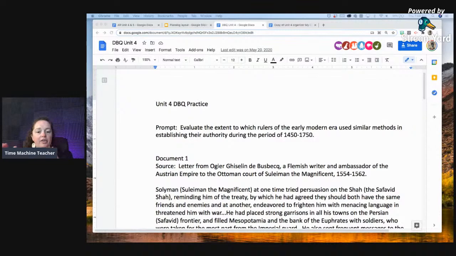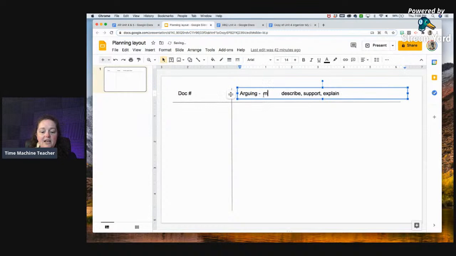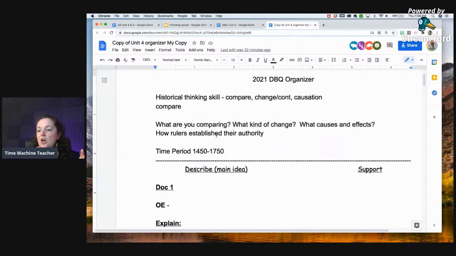So if I were doing this layout, I would write what I'm going to argue is methods of establishing authority. And I'm going to abbreviate as much as possible, because remember, you're trying to get this done really quickly. So I know this is my time period. I know I'm comparing, and I'm comparing how rulers established authority.